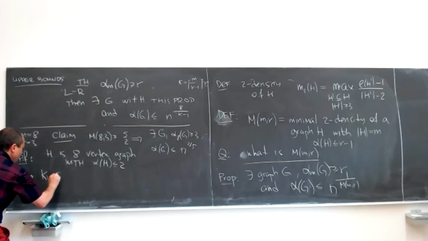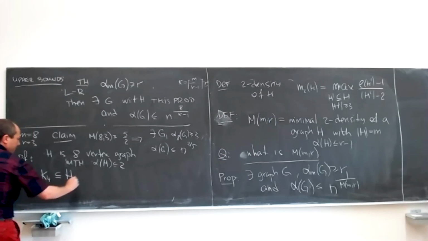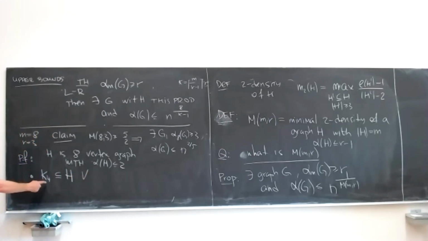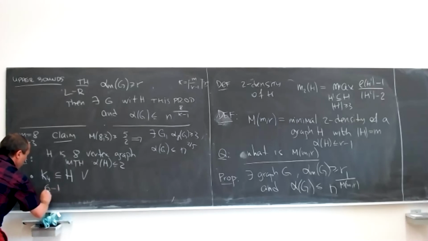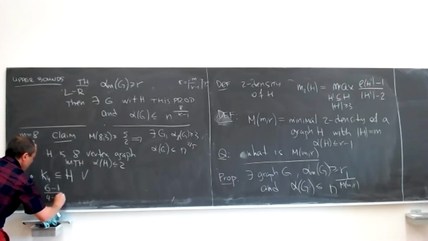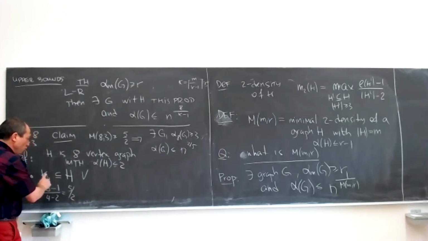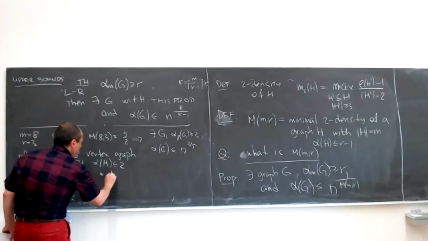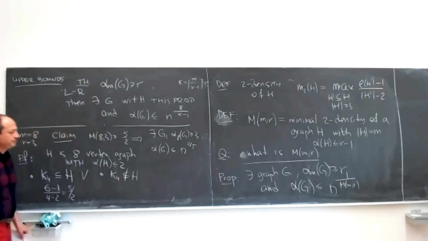If H contains K4, then we're done. Why? Because the 2-density of K4, which has 6 edges and 4 vertices, is (6 minus 1) divided by (4 minus 2), exactly 5 over 2. So this already kills you. Now I can assume that K4 does not appear in my graph H.